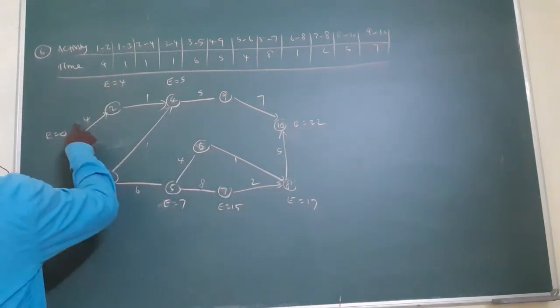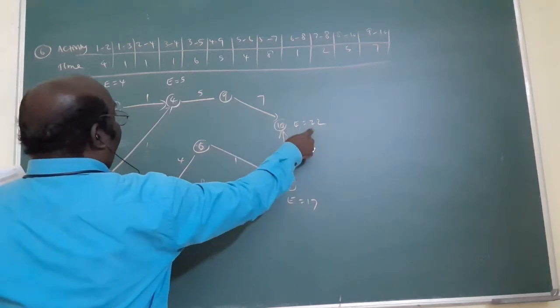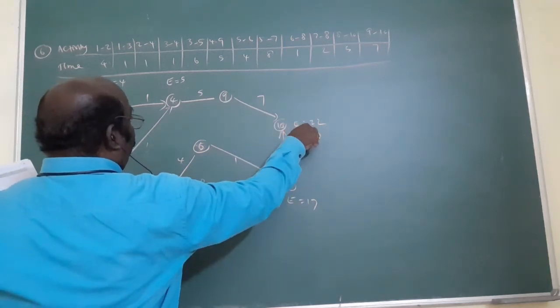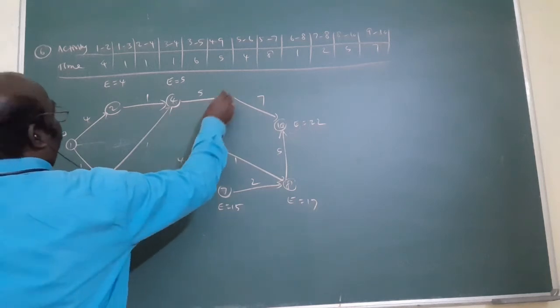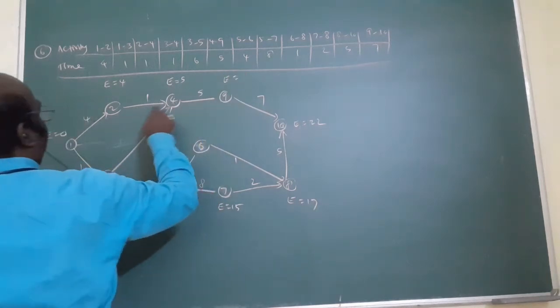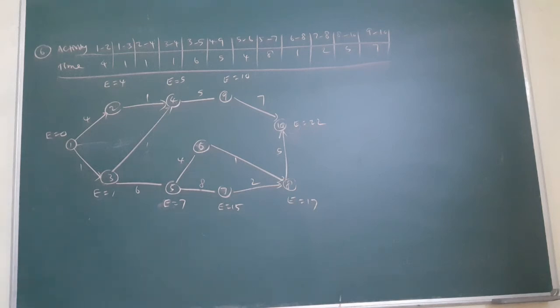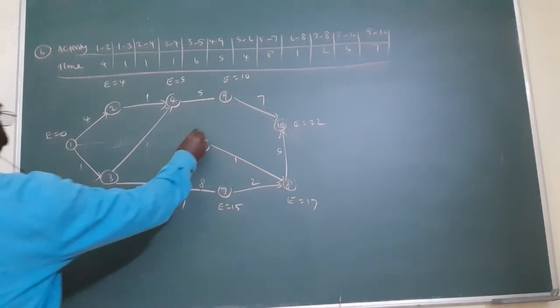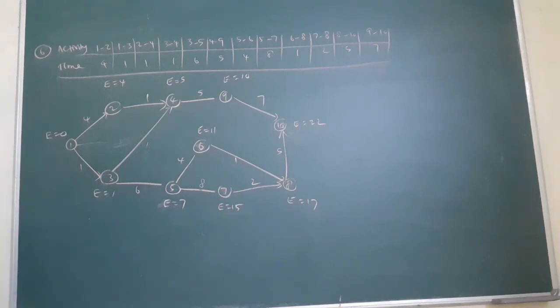One more root is what? 4 plus 1, 5. 5 plus 5, 10. 10 plus 7, 17. But this root is what? 22. You write the maximum number. Here, next is what? E equal to 5 plus 5, 10. Am I right? Now here what is the answer? E equal to 7 plus 4, 11. Am I right? Now you write all the E values.